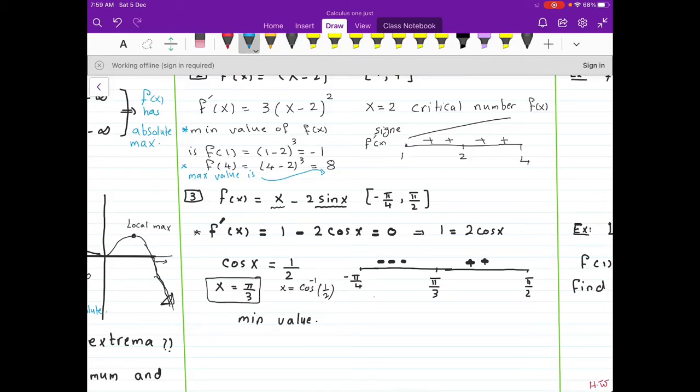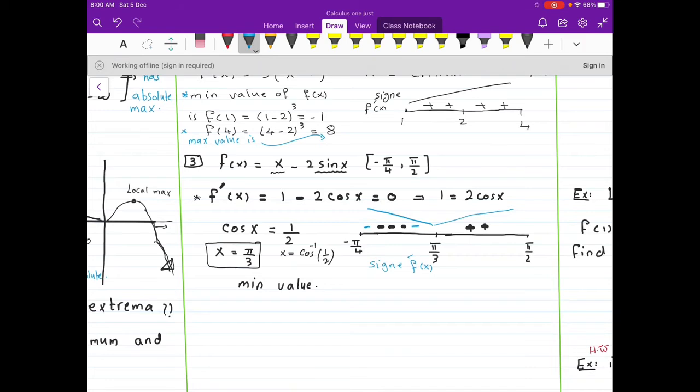To study the sign of f prime, minus pi over 4, pi over 3, and pi over 2 are the critical points. If you choose a number between minus pi over 4 and pi over 3, like 0, cosine is 1, so the sign is negative. That means the function is decreasing. If you choose an angle between pi over 3 and pi over 2, we get a positive sign.